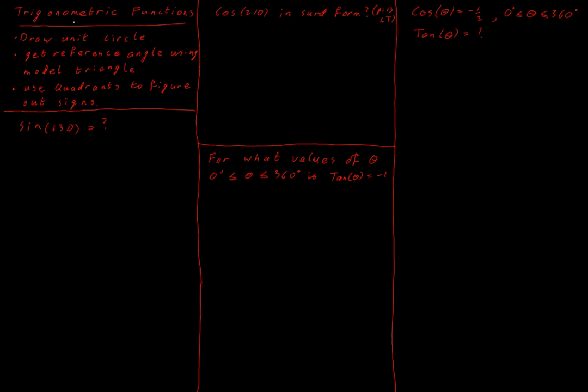Hello. Now, let's put our trigonometric functions in the unit circle into practice. So our steps in general are going to be: draw the unit circle, get the reference angle using a model triangle, and we're going to talk about a model triangle in a minute, but we know about our reference angles, and then use the quadrants in our unit circle to figure out what the signs of our answer should be.